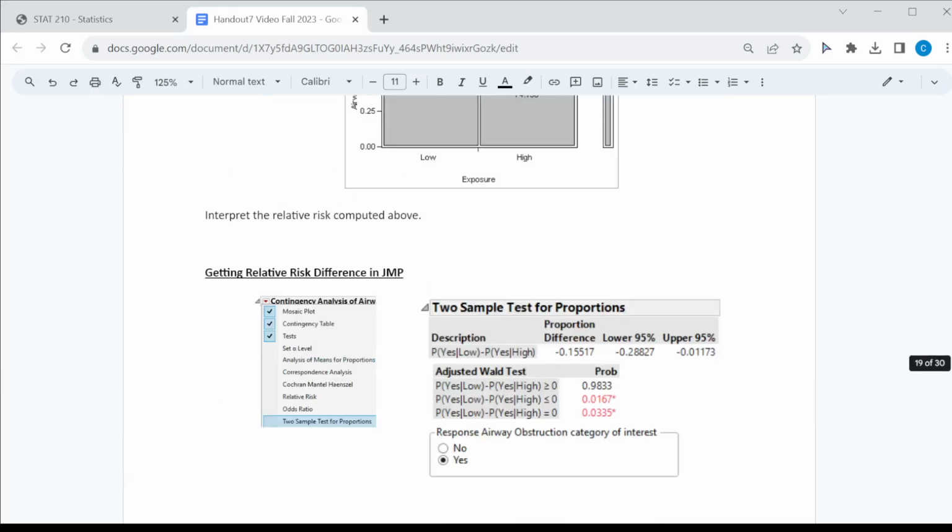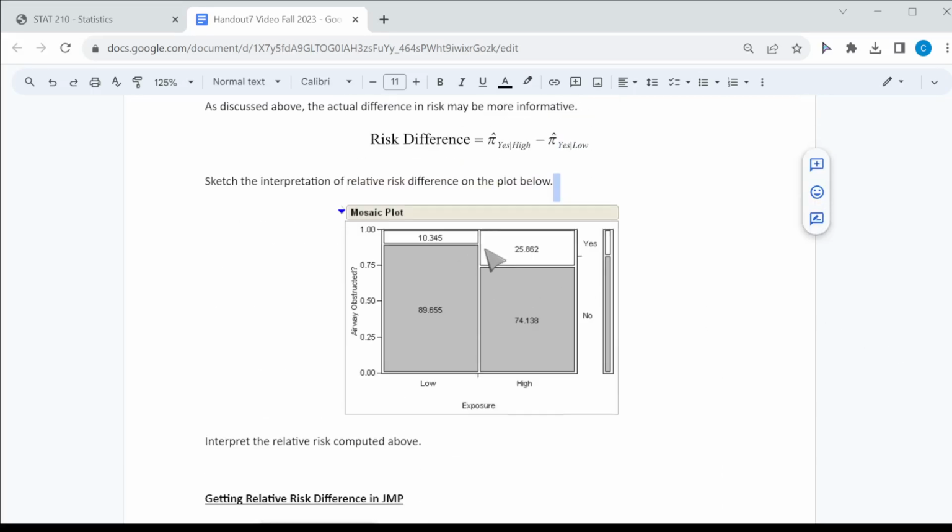So here's that 15% difference that we were just talking about. Again, how I would communicate about that is that those in the high exposure group have an increase of 15% or 15.5% in the rate of airway obstruction compared to those in the low exposure group. So the interpretation there is fairly straightforward. Again, you just want to explain what two boxes you are comparing there.